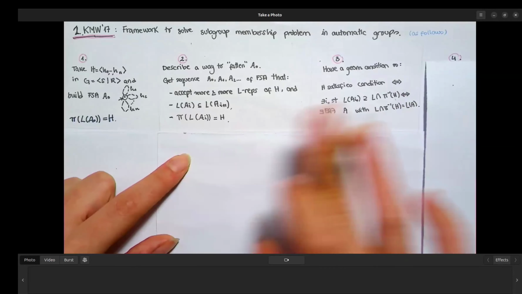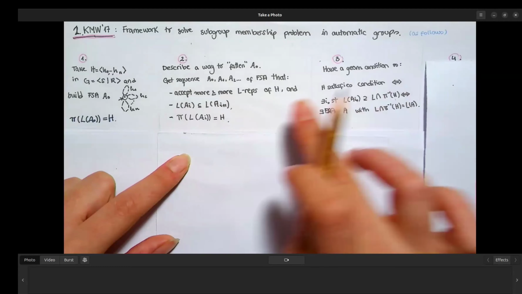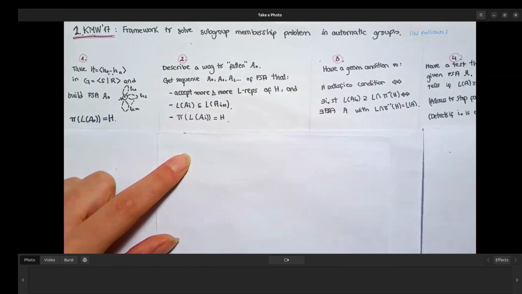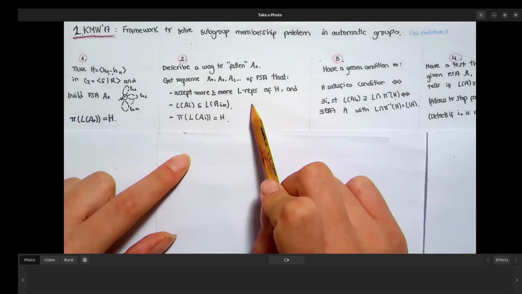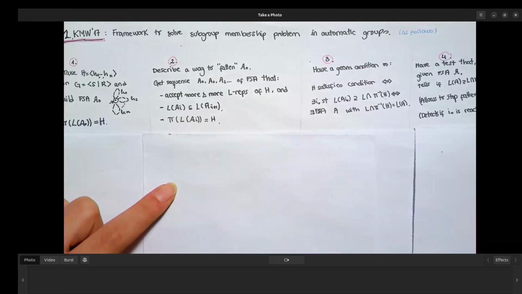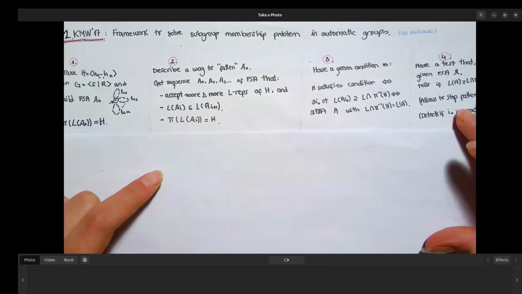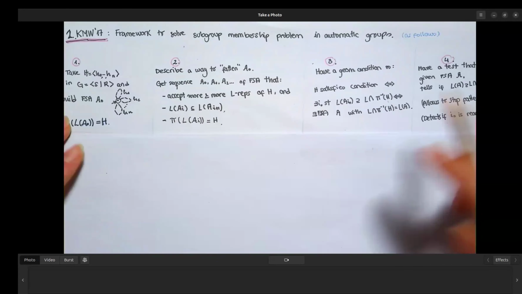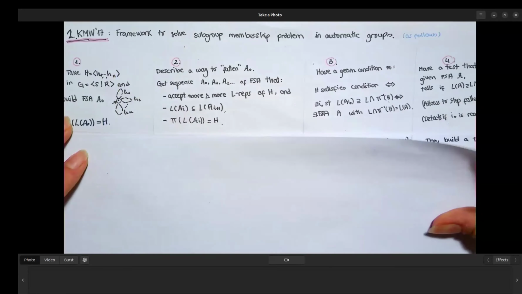Once we have these three things, an iterative process and a condition under which the iterative process works, the fourth ingredient is that we need to build a test such that, given a finite state automaton A, we can tell if the automaton already contains all of the L representatives of H, because it would allow us to stop this process from going forever. And this framework, all of these things, is what this paper from 2017 fills in.